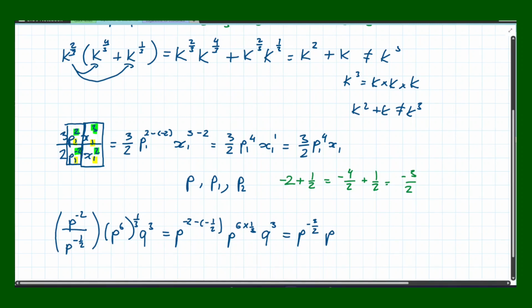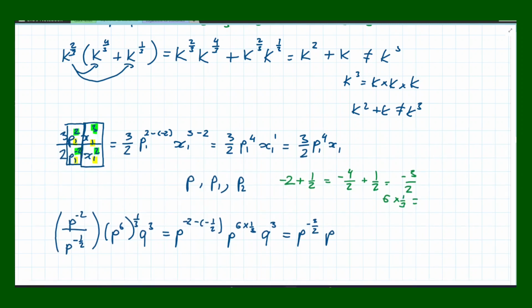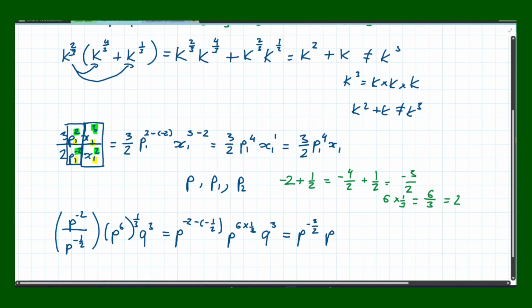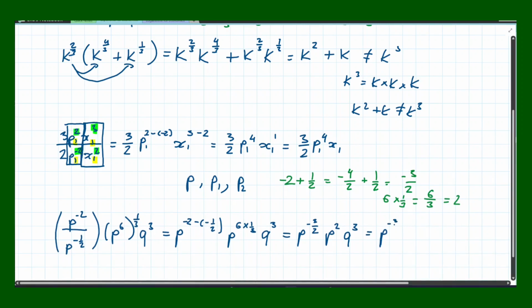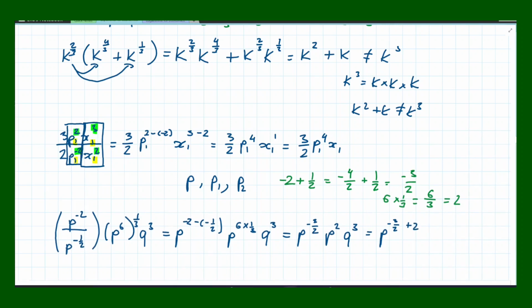And let's do a quick calculation on the side of it as well. So 6 times 1/3, when you multiply a fraction with a whole number, you just multiply the numerator of the fraction with that whole number. So that's going to give me 6/3, but 6/3 conveniently cancels down to 2. So the second P's power is just going to be 2, and Q cubed is just coming along for the ride. Last calculation I need to do here is, because I'm multiplying the same base powers P again, I'm going to have to add minus 3 over 2 and 2 together. Q cubed is still just tagging along.